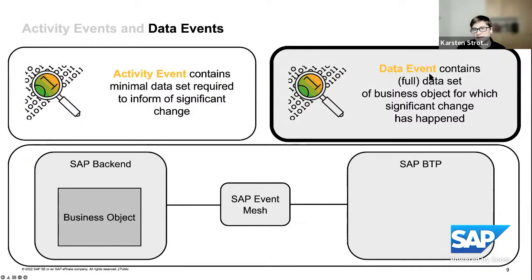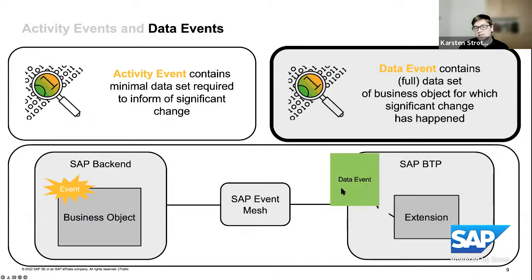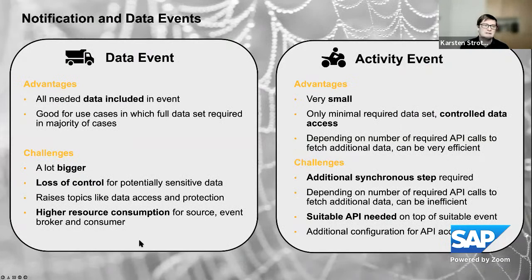There's the second type of event. That's a data event. Data events contain the full data set, or at least the required data set of a business object. And let's look at it. Event occurring, business partner got changed, sales order got created. I'm trying to indicate that this event is a lot bigger. It gets transported to the integration or the extension there, gets consumed. There's no additional call needed. So that's the advantage. So quickly to summarize this, the advantages of a data event are that all the data is included there. It's good for use cases in which the full data set is required in the majority of cases, because then you do skip this additional API call.